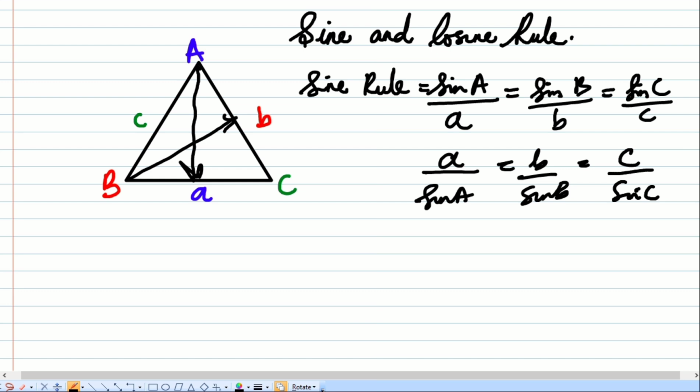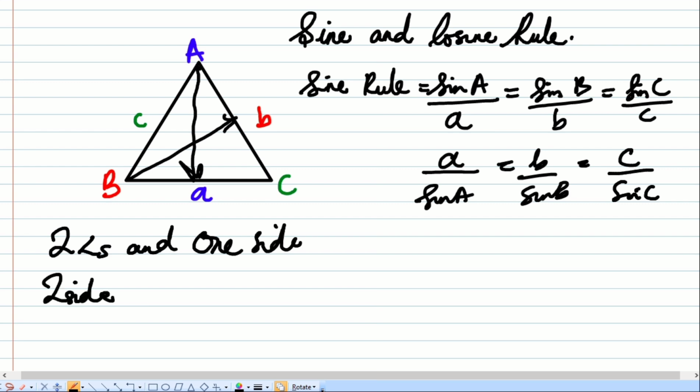Alright, so you discover that for you to use the sine rule, you need to have at least two angles and one side. This is what you need. Or you also need to have at least two sides and one angle. That's all you need.